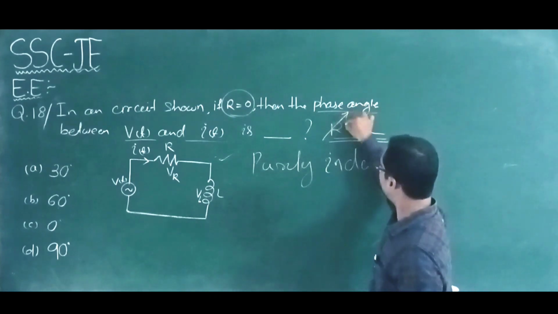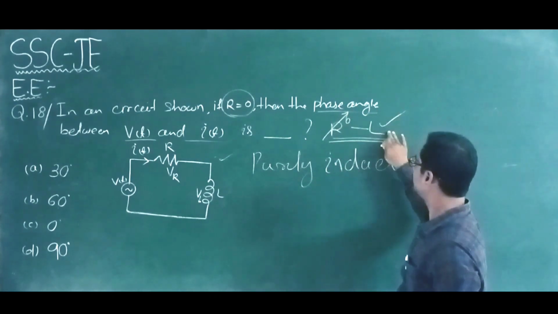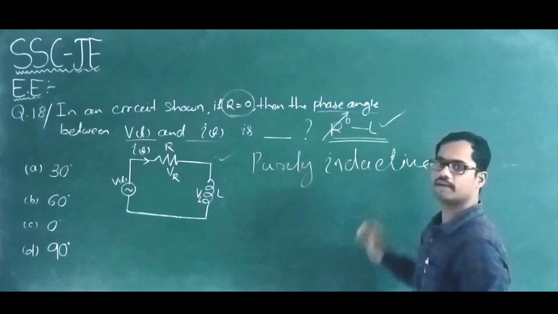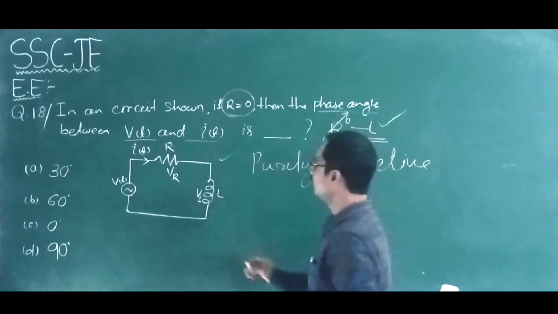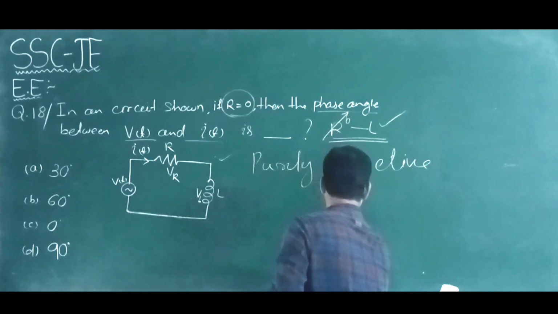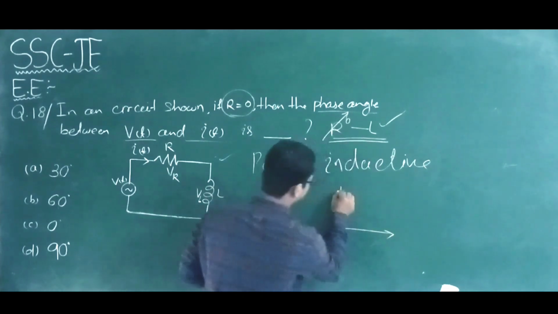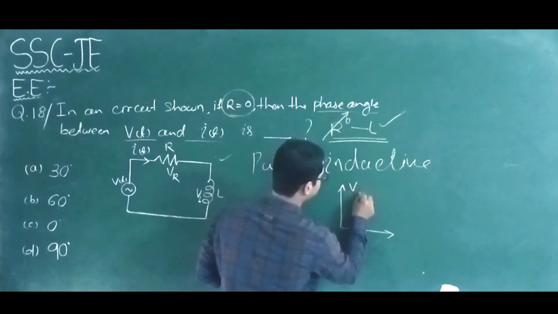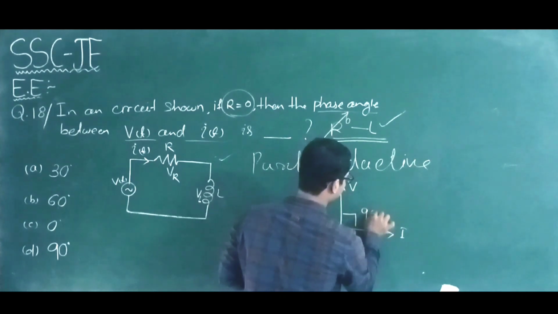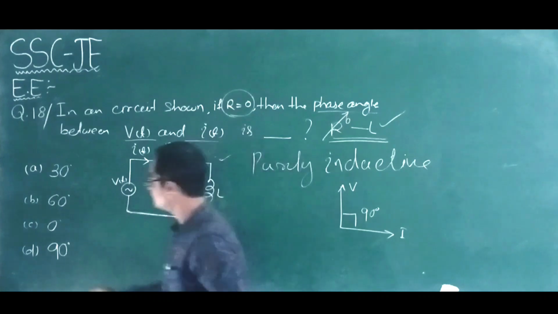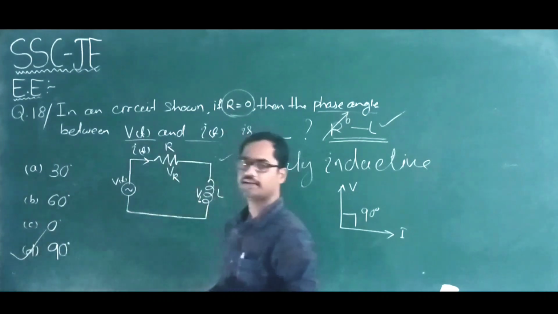But if the resistance value is 0, then only the inductance will be present and it is a purely inductive circuit. And we know in a purely inductive circuit, the phasor diagram will be like that: this will be V and this will be I, and the angle will be 90 degrees here. So the correct answer is D, 90 degrees.